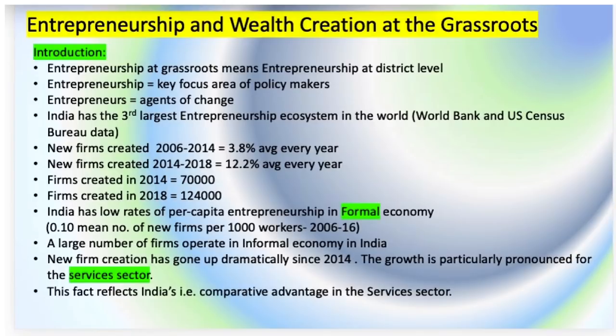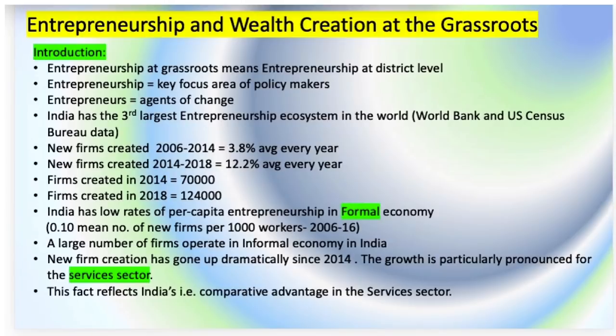If we see the data, we'll realize that between 2006 and 2014, new firms were created at the rate of 3.8% every year. Similarly, from 2014 to 2018, the rate was 12.2% every year. So this shows a big jump after 2014. The number of new firms created in 2014 was approximately 70,000, and the number of firms created in 2018 was around 1,24,000.